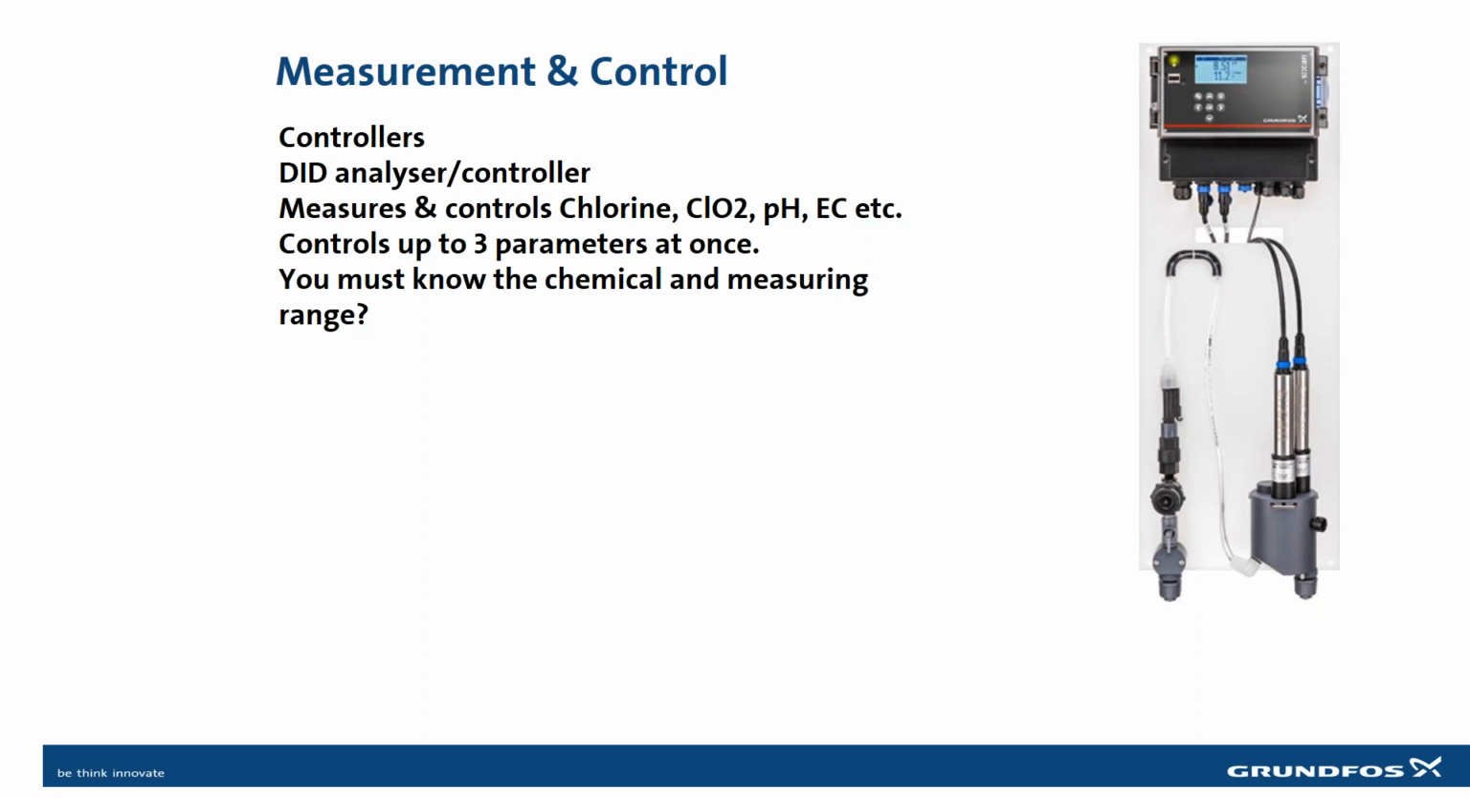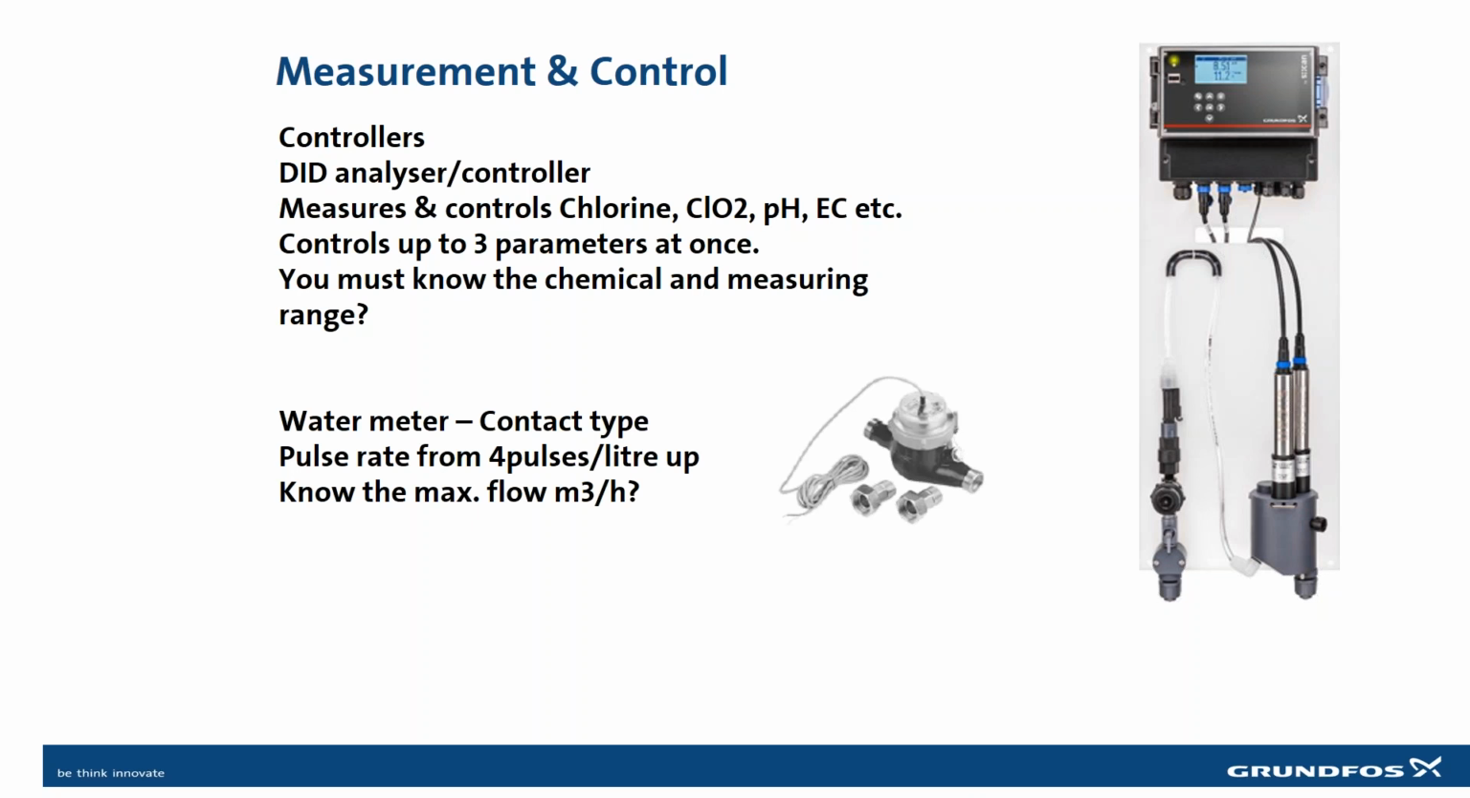If you're selecting a control system, one of the things you must know is the chemical that you're actually trying to control, chlorine or pH, pH being acids or caustics, depending on which direction you're going, and the control range for the measuring range requirement, because the DIDs come in different sensors. As an example, for chlorine, a measuring range of 0 to 2 parts per million, or a measuring range of 0 to 20 parts per million is available. We must know which range you want to work in to offer the correct sensor for the job.